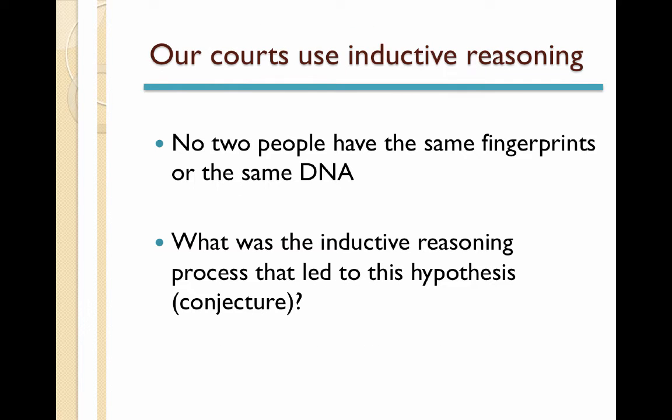Our courts actually use inductive reasoning. Nowadays, we take it for granted that DNA evidence is admissible in court because everybody has decided that no two people have the same fingerprints or the same DNA. Has that been scientifically proven? No. This is our conjecture. It's actually still a hypothesis, but we have so many examples, millions and millions of examples of fingerprints and DNA, and we have never found two samples of DNA that come from different people that are exactly the same. Same for the fingerprints.